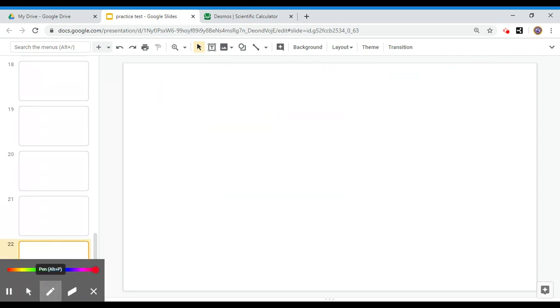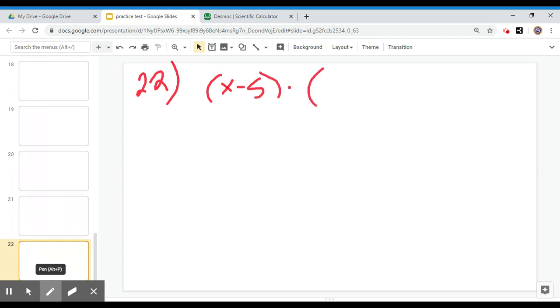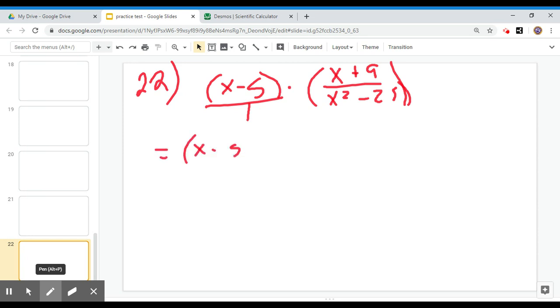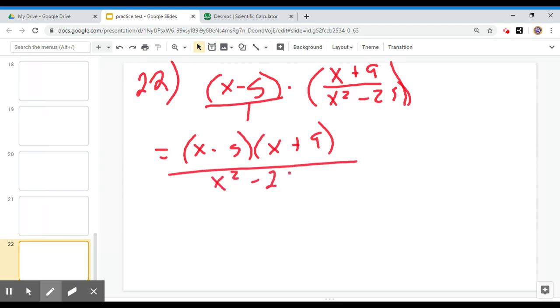All right, so 22, we have x minus 5 times x plus 9 over x squared minus 25. So step 1 is to put that over 1. So we have two fractions now. And then we multiply the numerators. So we have x minus 5 times x plus 9. And then the denominators. So 1 times x squared minus 25.